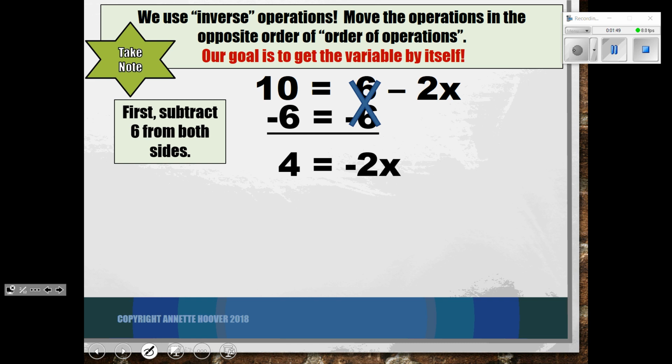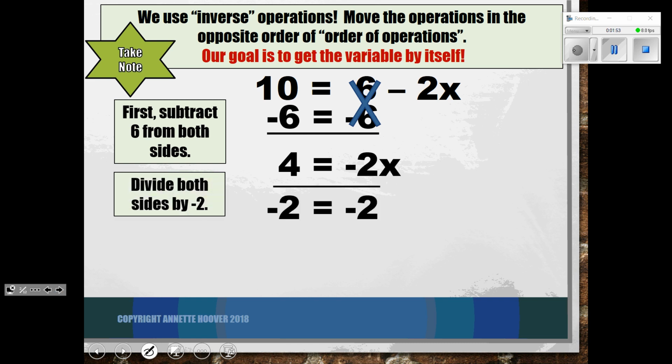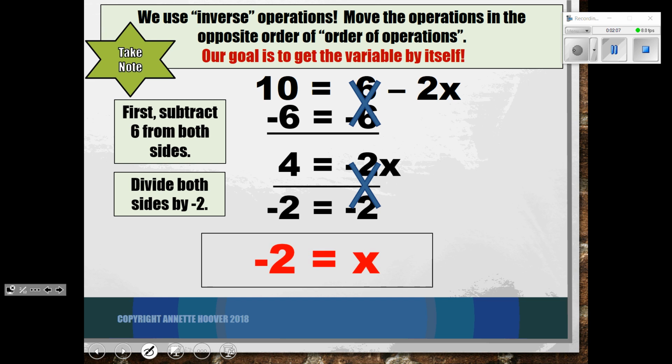The opposite of multiplying is dividing, so we're going to divide both sides by a -2. On the right side, a -2 divided by -2 is just 1. Well, 1 times x is just x. On the left side, we have 4 divided by -2, which is a -2.